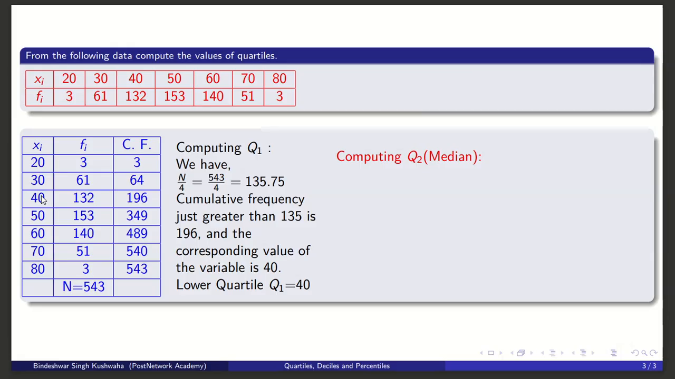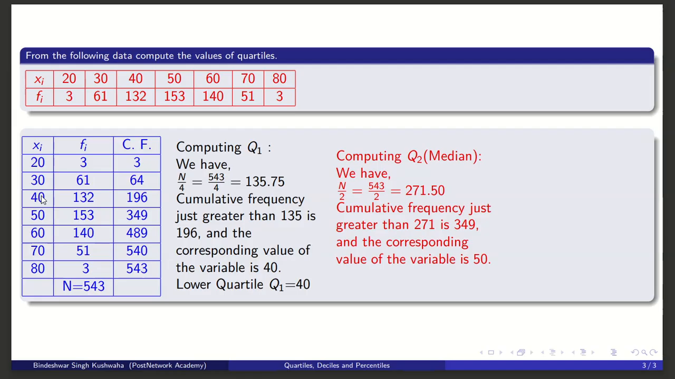Now let's see Q2. So basically this is the median. So we have to divide n by 2. So we will get 271.50, but this is a frequency, so we will take the integer. So the cumulative frequency just greater than 271 is 349, and the corresponding value of the variable is 50. So 50 is Q2 or the middle quartile or median.